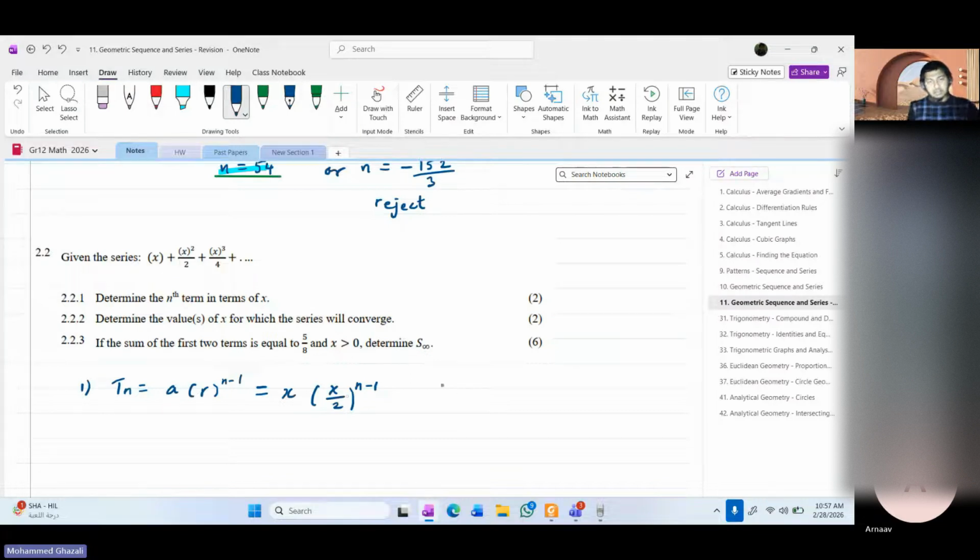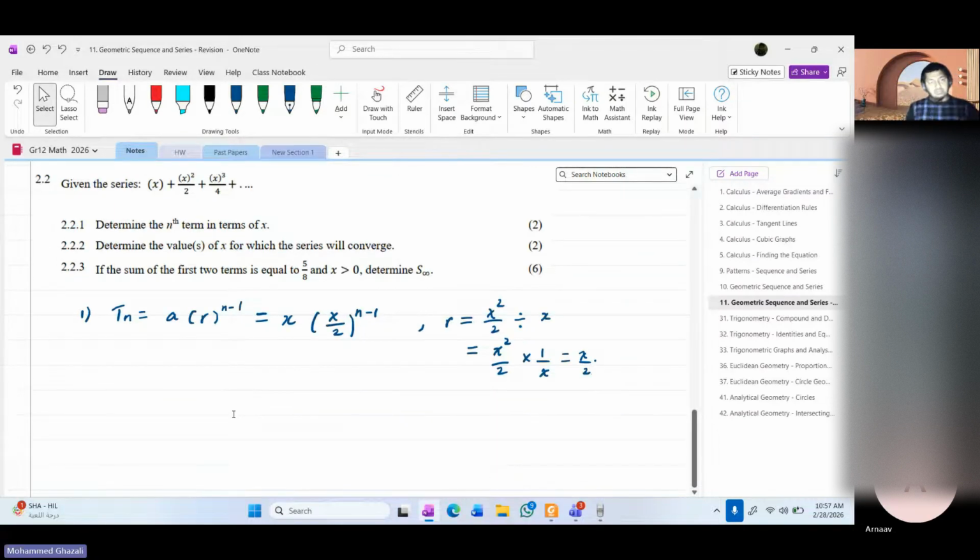Remember how we found the common ratio. Common ratio is x squared over 2, and we're dividing it by term 1, which is x. So x squared over 2 multiplied by 1 over x. So that's how we get x over 2. That's a common ratio. That's it.